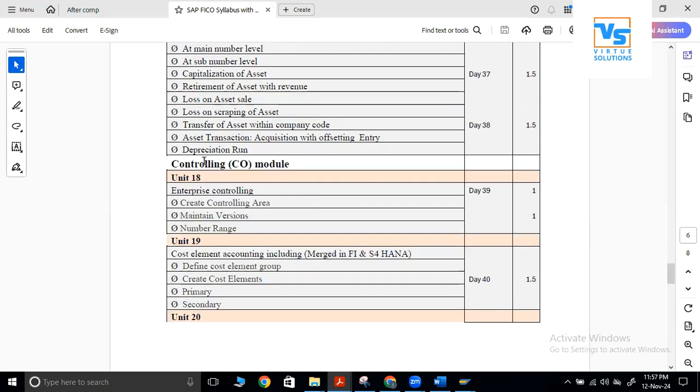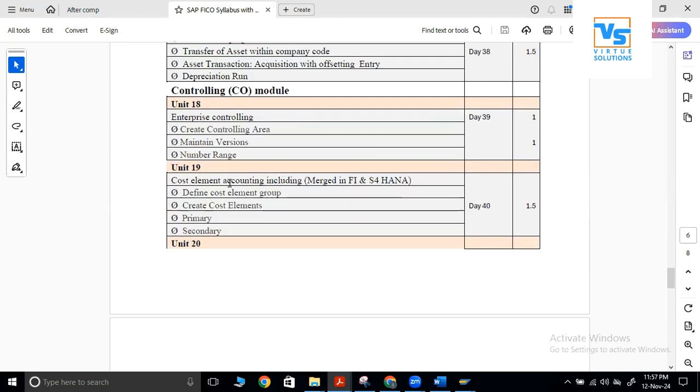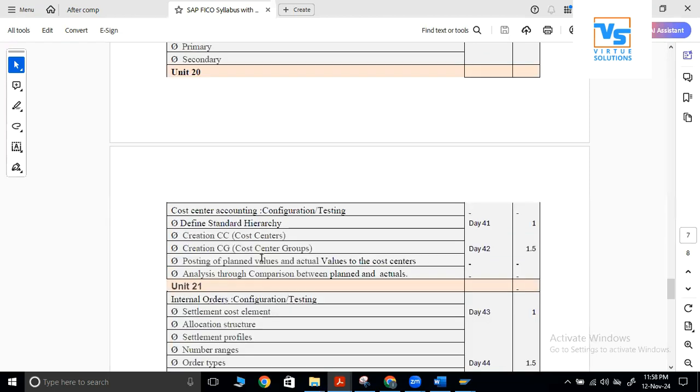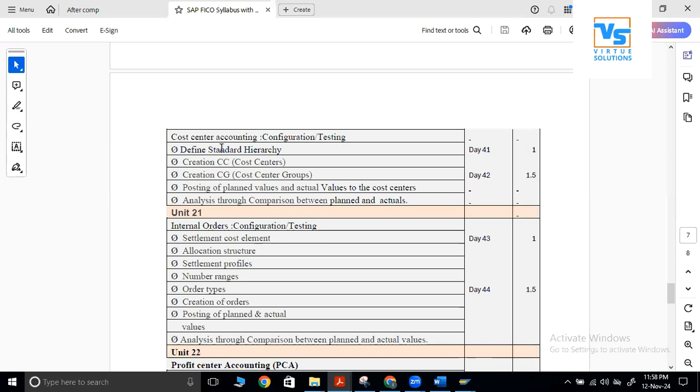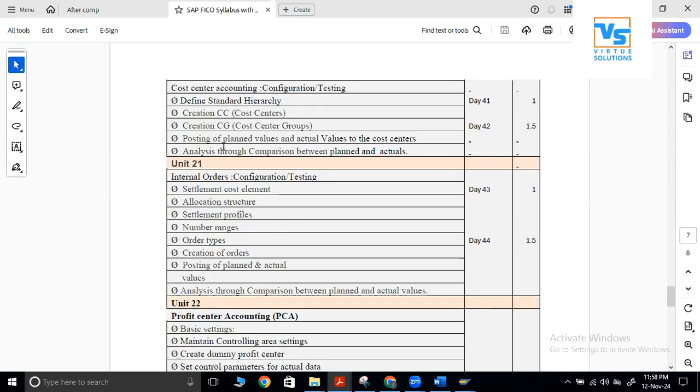Yeah. And then controlling module, costing. We are going to discuss cost element accounting, cost element groups, cost elements primary and secondary. And then we have cost centers, where cost is getting calculated. Posting of planned values, and then posting the actuals. Then we will be comparing how much the planned value was and, when the actual is calculated, how much difference there is. It is just like budgeting.